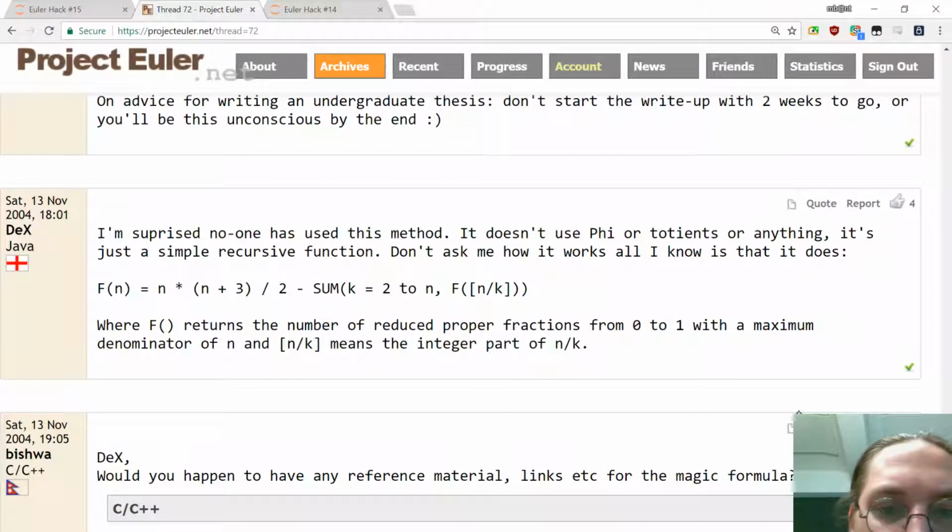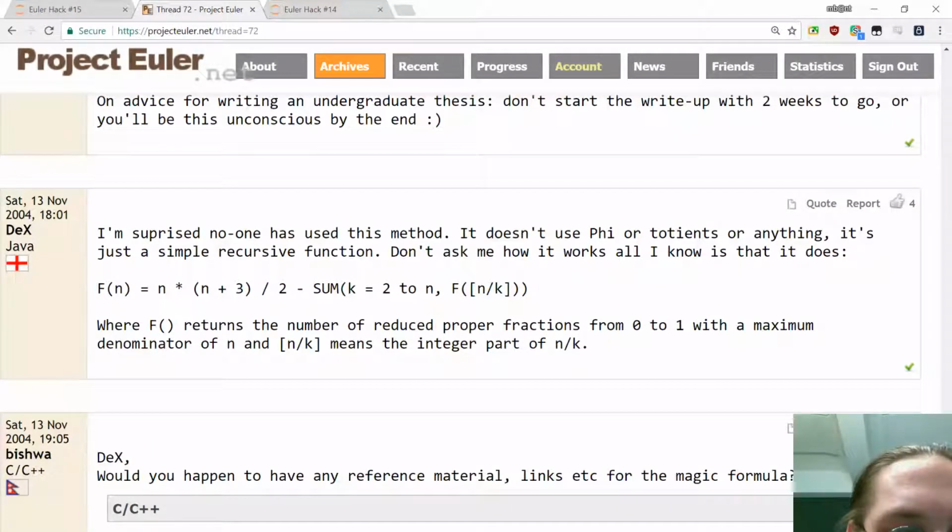And n over k means the integer part of n over k, no brackets. What is he talking about? The integer part. You mean if it doesn't divide evenly? No, I think n is always bigger than k, and it's the integer part. So for example, 10 over 3 will be 3, with the rest being 1. Okay.